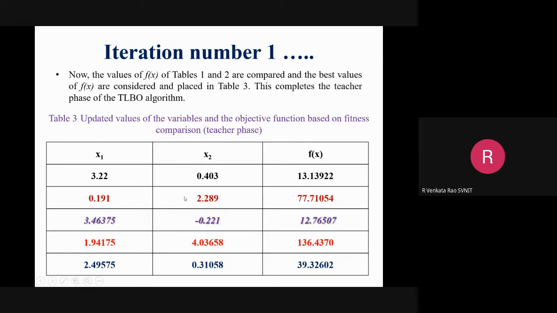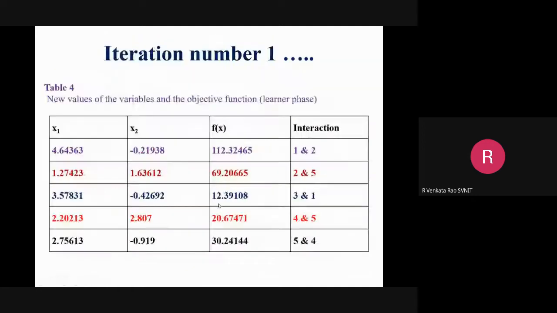And similarly, the new value of x2 for learner 2 is the old value 2.289 plus some random number multiplied by, within brackets, 0.31058 minus 2.289. I will not write 2.289 minus 0.31058. I will write it as 0.31058 minus 2.289, because knowledge transfer is from the fifth student to the second student. That way I do. After the second student interacted with the fifth student, I have got the values of x1 and x2 as 1.27423 and 1.63612, and the f(x) value as 69.20665.